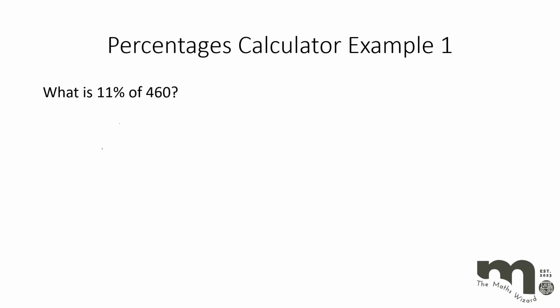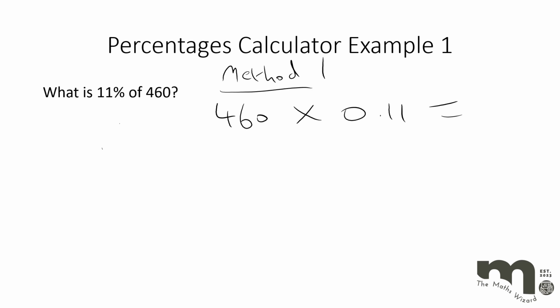So method 1. This is my favourite method because it can be adapted quite easily for some of the harder percentages topics like reverse percentages, for example. So my method would be to do this: 460 times 0.11. With this particular method, you are essentially using your multipliers. You're using your decimal equivalent of the percentage. If you divide any percentage by 100, you will get that decimal equivalent, which in this case is 0.11. So if you multiply any number by 0.11, that will tell you 11% of it.